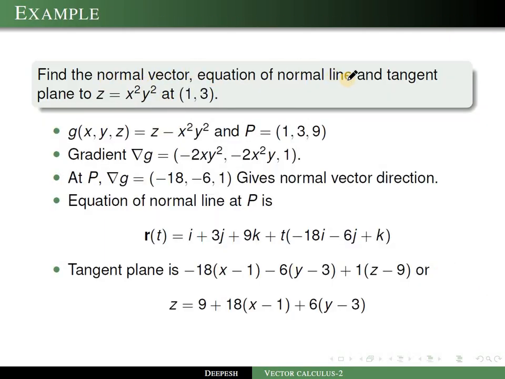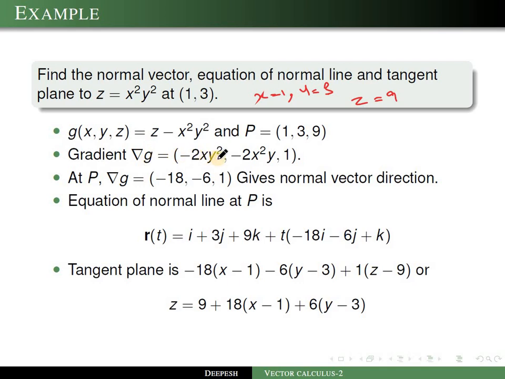This is a problem. Find the normal vector, equation of the normal line and tangent plane to the surface z = x²y² at (1, 3). Here (1, 3) means x = 1 and y = 3. So correspondingly, what will be the z value? z will be 1² into 3², so that will be 9. So g(x, y, z) you can take as z − x²y², and the point can be taken as (1, 3, 9).